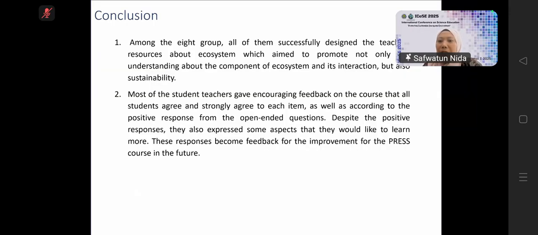Okay, here we come to the conclusion. In all eight groups, all of the students successfully designed teaching resources about ecosystems which aim to promote not only understanding about the components of the ecosystem and their interaction, but also sustainability.